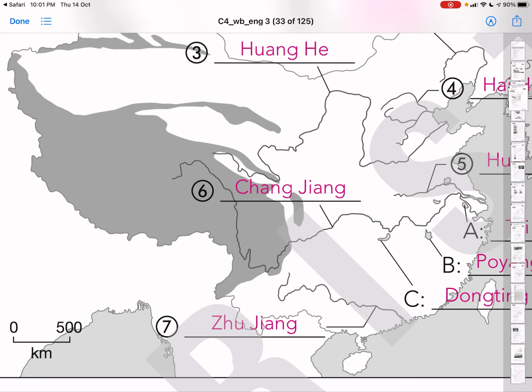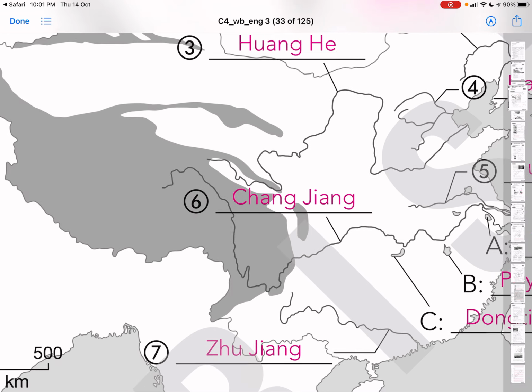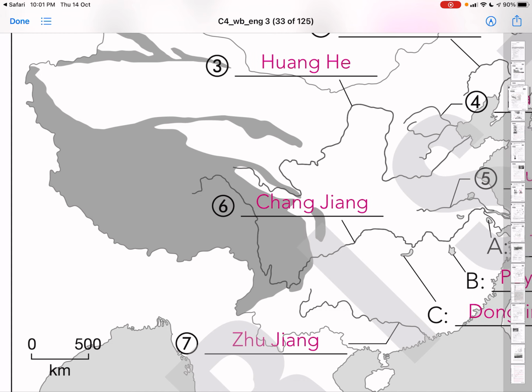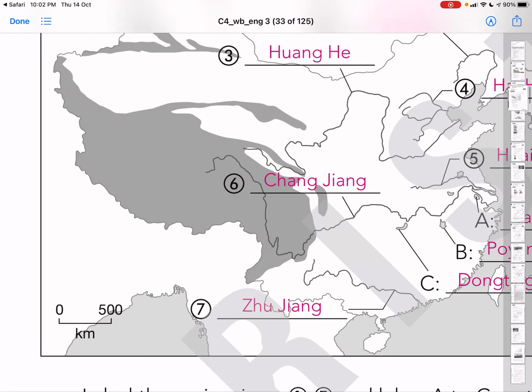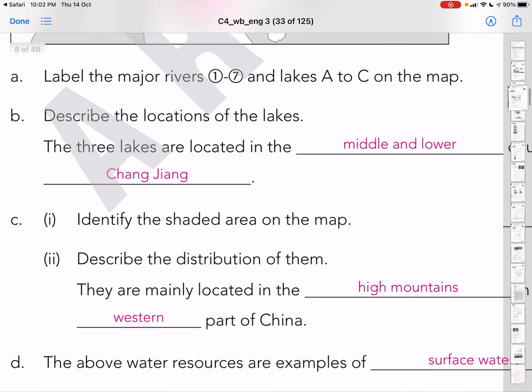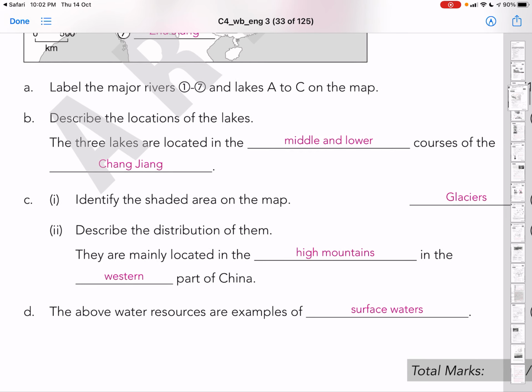Huanghe, Changjiang, Zhujiang, where are they located? Okay, bear in mind the most northern river will be Huanghe, and then the middle one will be Changjiang, and then Zhujiang. Okay, and for the next one, most of you are getting it correct, so I'm not going to go into too much depth again.